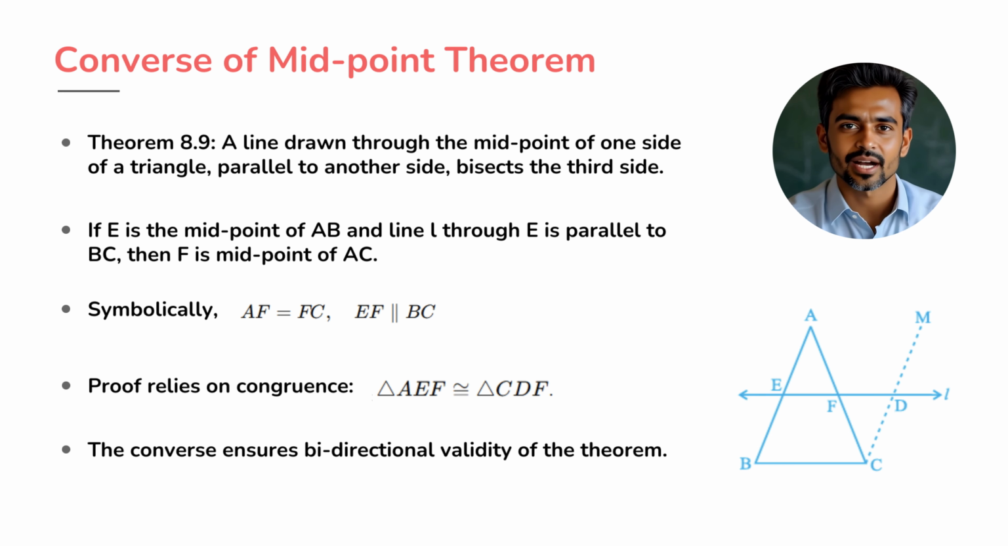It's like clipping a triangular towel at one midpoint and stretching a string parallel to the opposite side. The other side of the towel balances itself right in the middle. This converse makes sure the theorem works both ways, forward and backward.